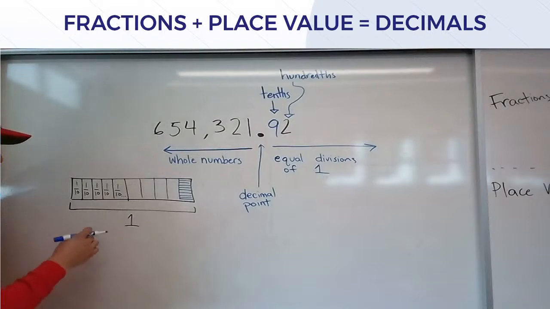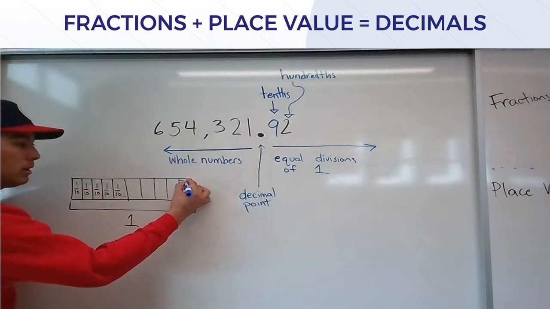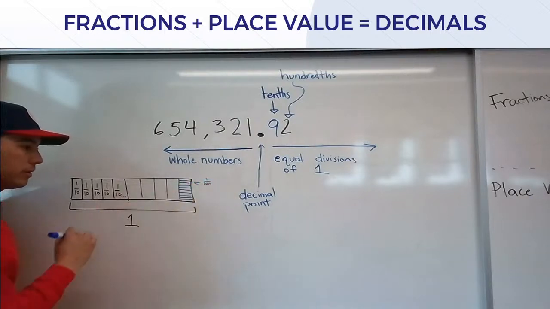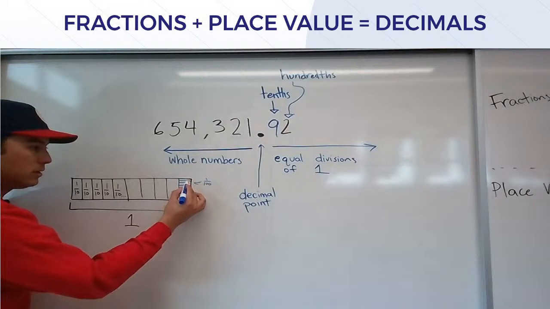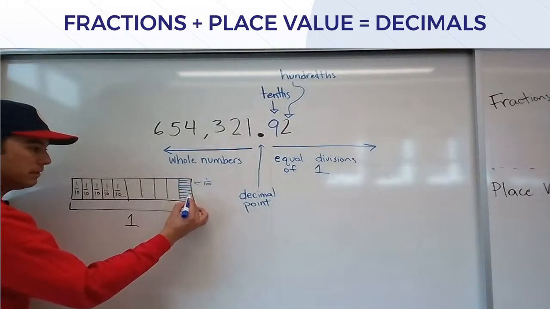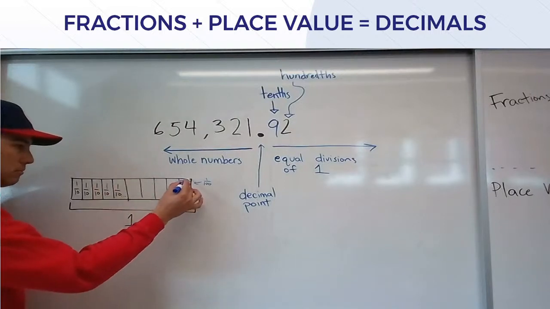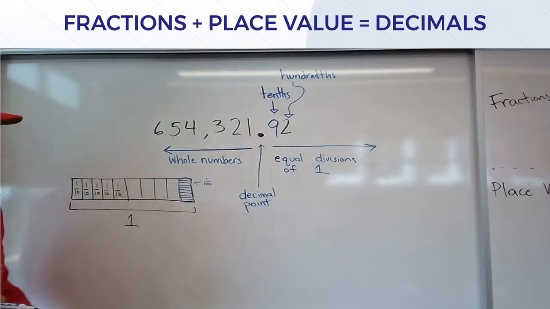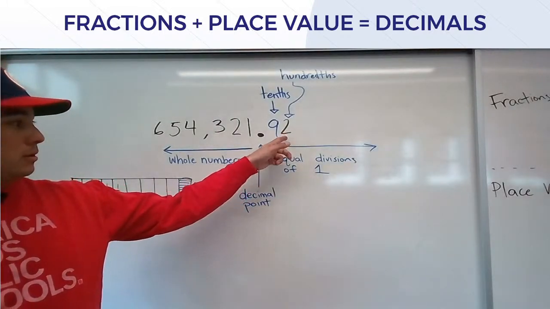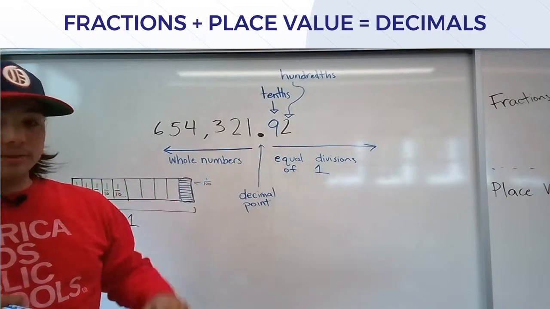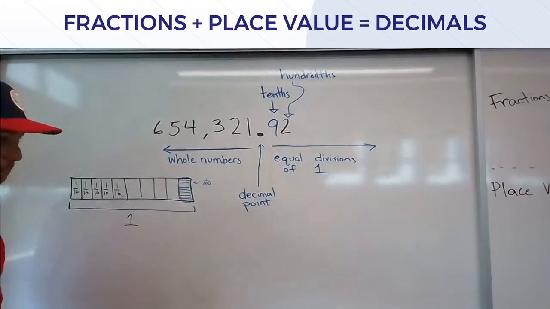keeping them all equal, we'd end up with 10, 20, 30, 40, 50, 60, 70, 80, 90, 100. So we have 100 equal pieces. So each of these equals 1/100th. You put 10 of them together, 1, 2, 3, 4, 5, 6, 7, 8, 9, 10, it makes one of our tenths. Okay, just like here, you put 10 of them together, 100th, 200th, 300th, 400th, 500th equals 10 hundredths, or 1/10.